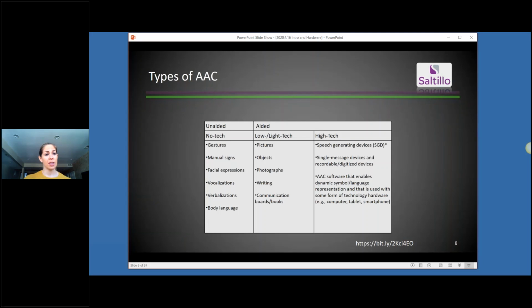ASHA has also stated that all of these that you see in the graphic are considered AAC. When we take a look at our daily events, I would think that if we looked at our day that we've interacted with so far, we've probably used a lot of these already. For today's intents and purposes, we're going to focus on the high-tech column, those speech generating devices.